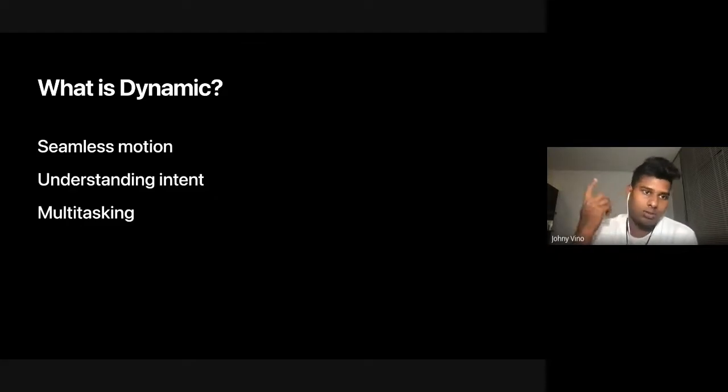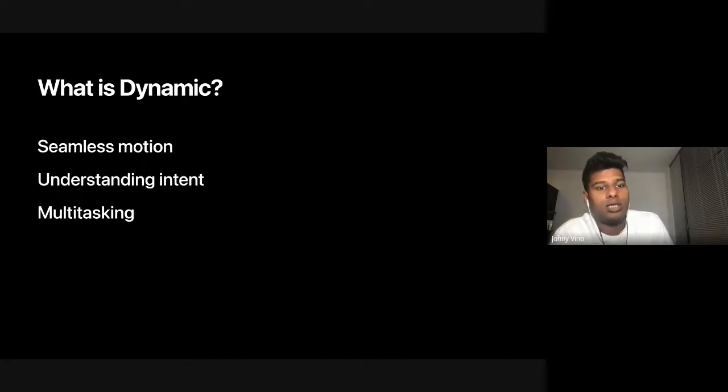So what is dynamic? Just a quick summary: it has to be seamless motion. All the interfaces or any design you're doing have to be super seamless, and understand intent, what the user is going to do, whether they want to switch between different apps, or they're going to close. We also need to support multitasking whenever we're designing something, because no one thinks linearly. People always do certain things at the same time, so we need to support those things when we're designing.